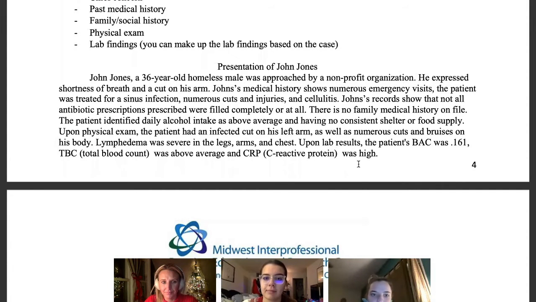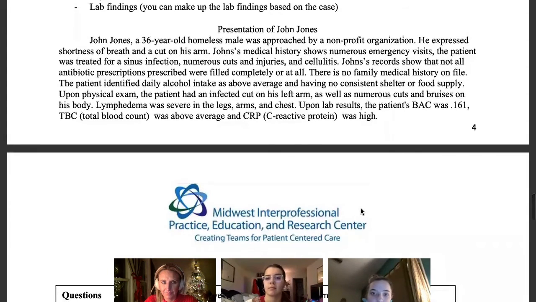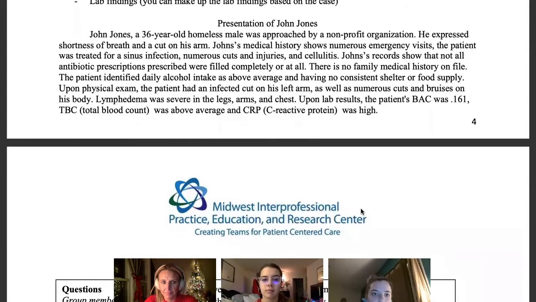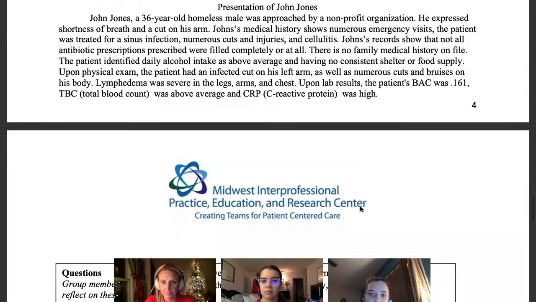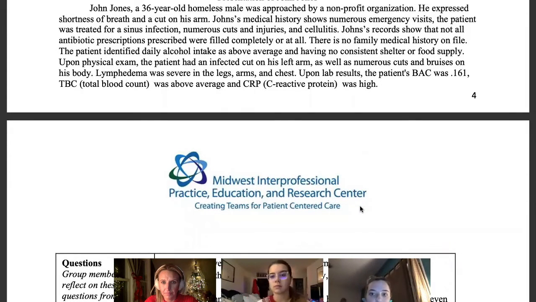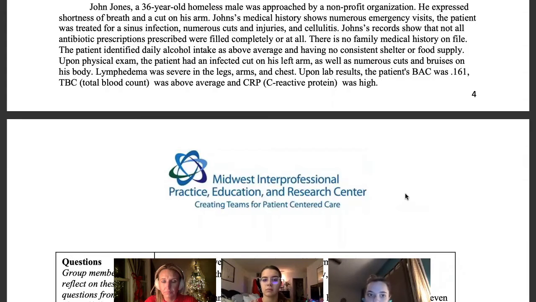John Jones is a 36-year-old homeless male who was approached by a nonprofit organization outside during the winter months. He expressed shortness of breath and a cut on his arm, and John's medical history showed numerous emergency visits. The patient was treated for a sinus infection, numerous cuts and injuries, and cellulitis. John's record shows that not all antibiotic prescriptions were filled or completely filled. There is no family medical history on file for John, but the patient identified daily alcohol intake as above average to the normal person and had no consistent shelter or food supply.